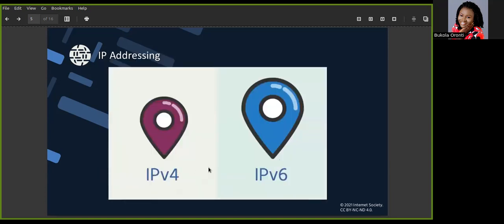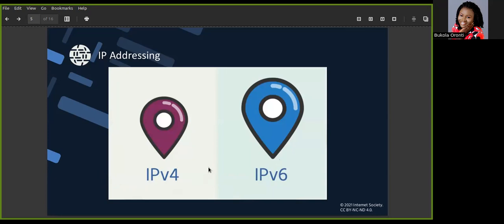Now we'll be looking at another subtopic under this, which is IP addressing. In IP addressing, we have two major IP addressing systems in networking. The first one is IPv4, which has been in existence from inception, and the revised version of it is now IPv6, IP version 6.